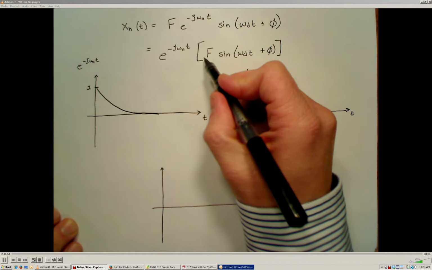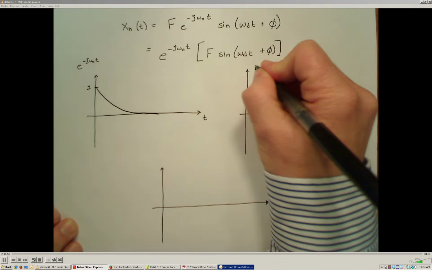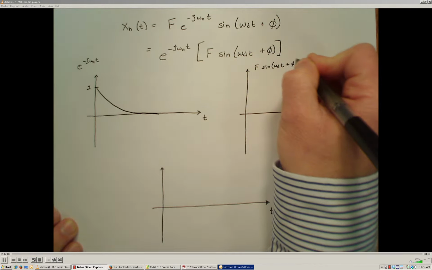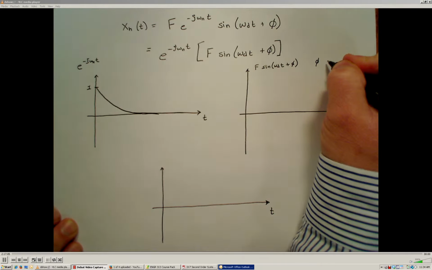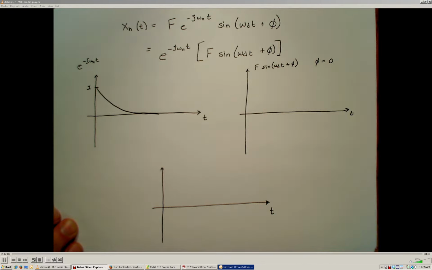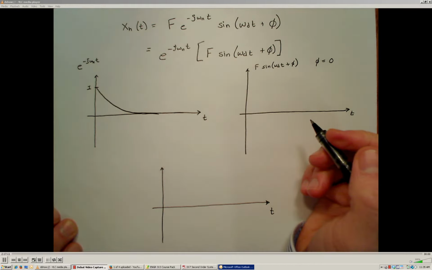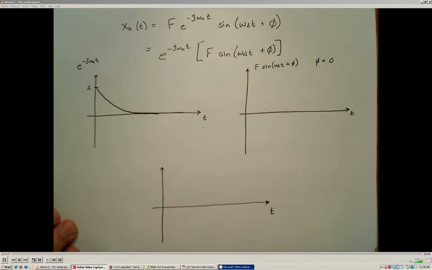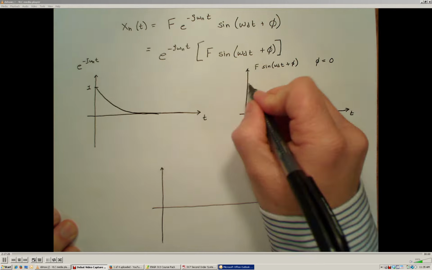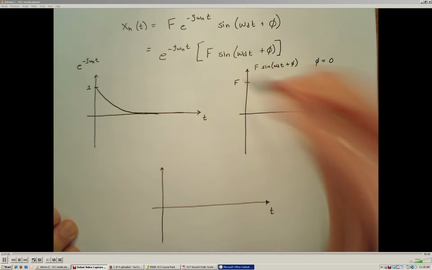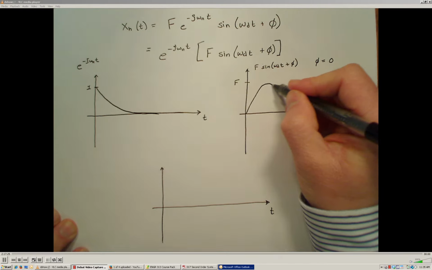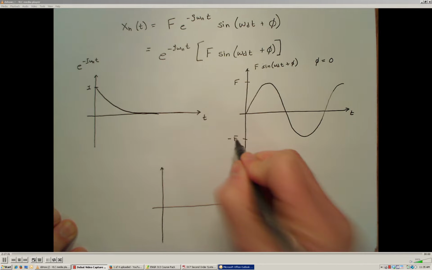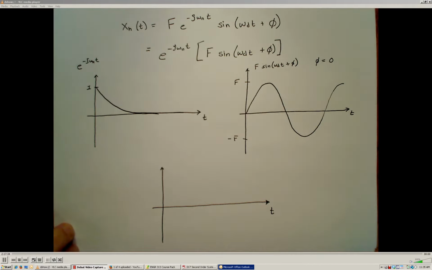Now we're going to take a look at the F times the sine function of omega d t plus phi. We're going to assume that our initial conditions are such that we have no phase shift, which may or may not be the case. It just depends upon the initial conditions of the system. And we're going to plot the sine wave. The sine wave has an amplitude of F. It starts at 0 and continues to oscillate between F and negative F for the amplitude, and that's going to continue on forever and ever.